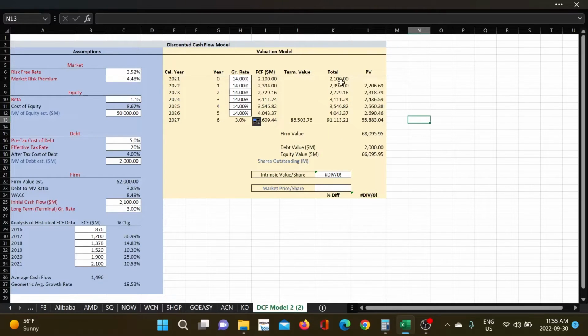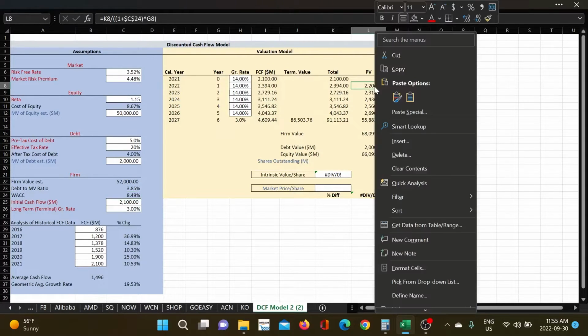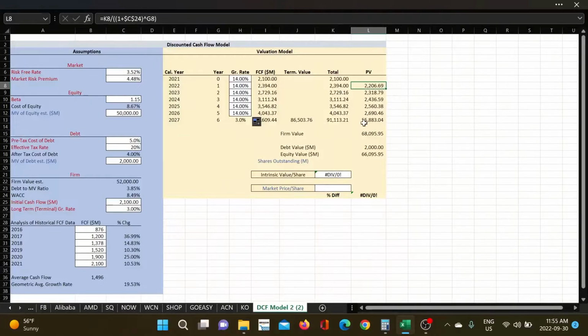Now, all we do is we take these cash flows here and we divide them by the weighted average cost of capital to come up with these values here. And we get our firm value. So basically what that's saying is that a company that's worth $91 billion in 2027, discounted by 8.49%, is actually only worth $68 billion today.